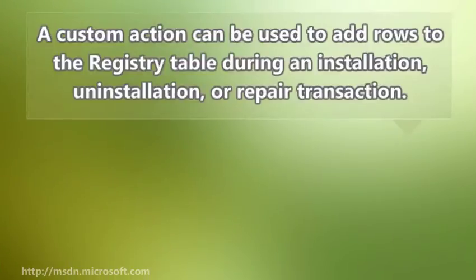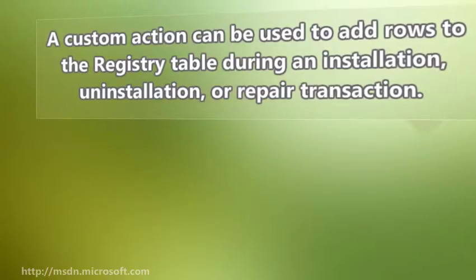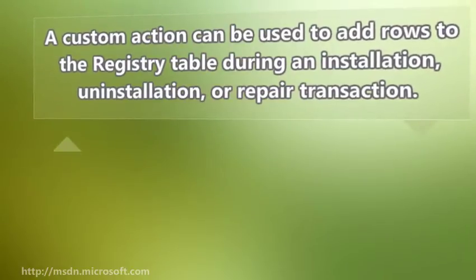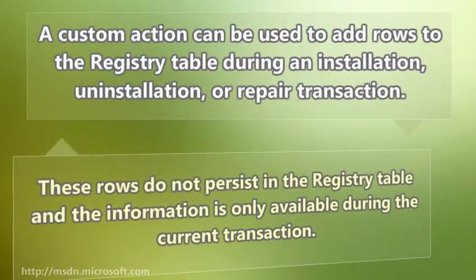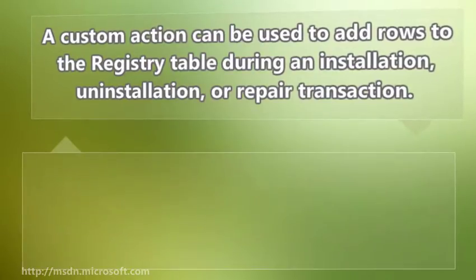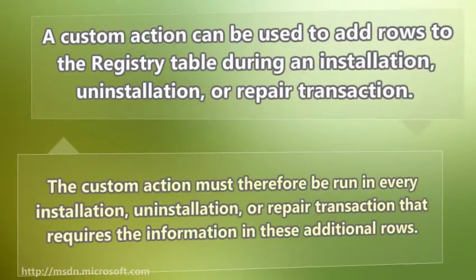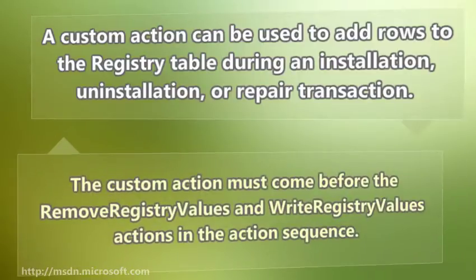A custom action can be used to add rows to the Registry table during an installation, uninstallation, or repair transaction. These rows do not persist in the Registry table and the information is only available during the current transaction. The custom action must therefore be run in every installation, uninstallation, or repair transaction that requires the information in these additional rows. The custom action must come before the RemoveRegistryValues and WriteRegistryValues actions in the action sequence.